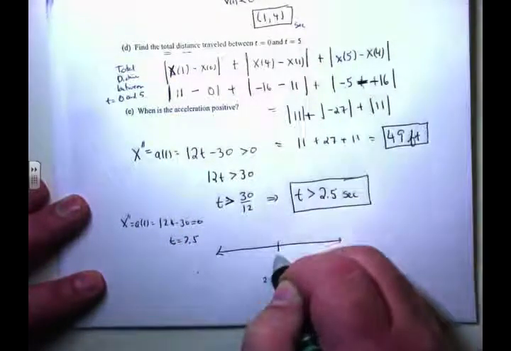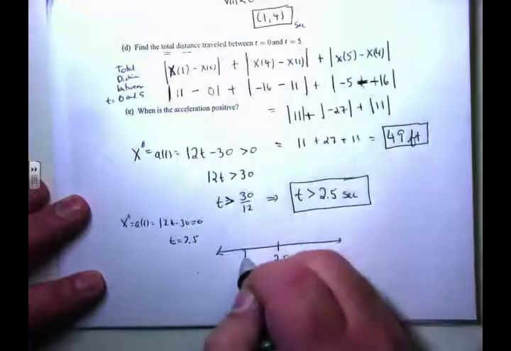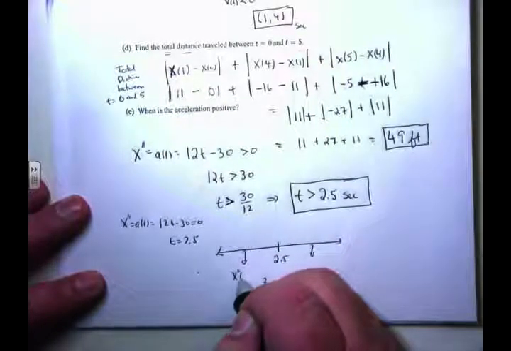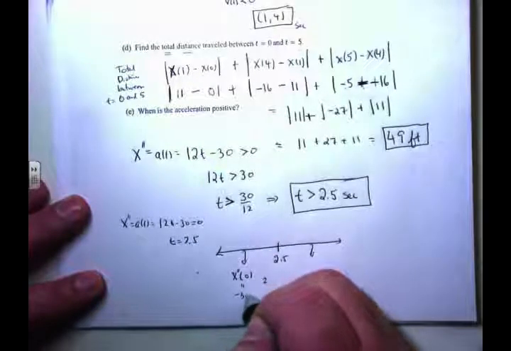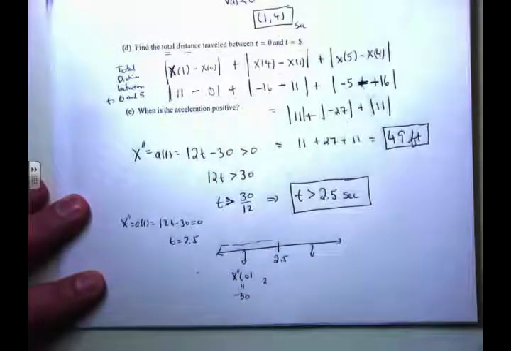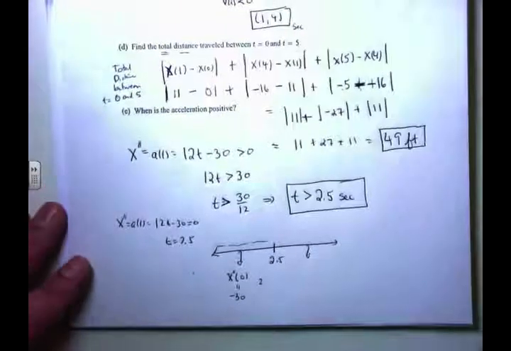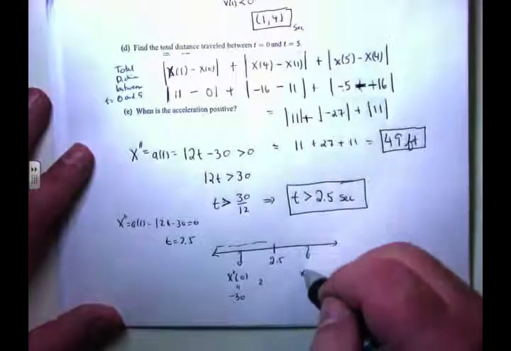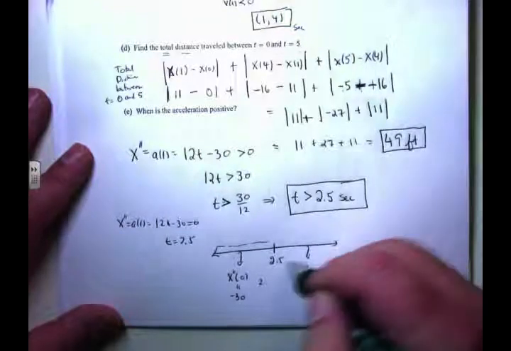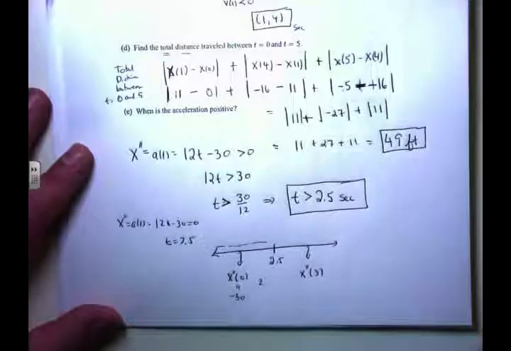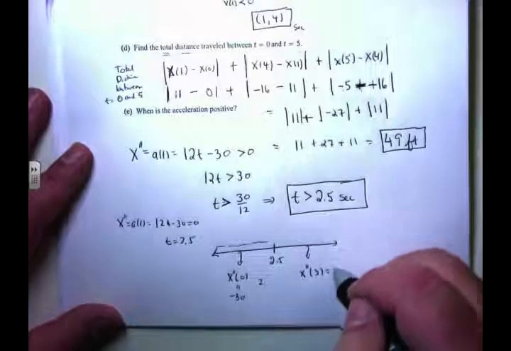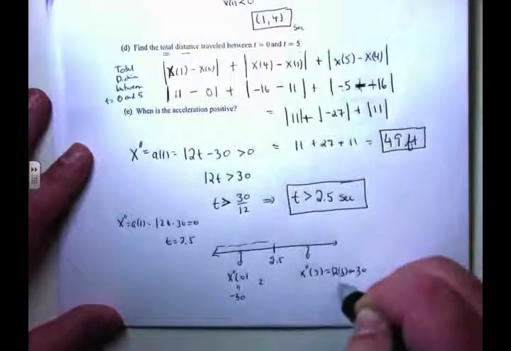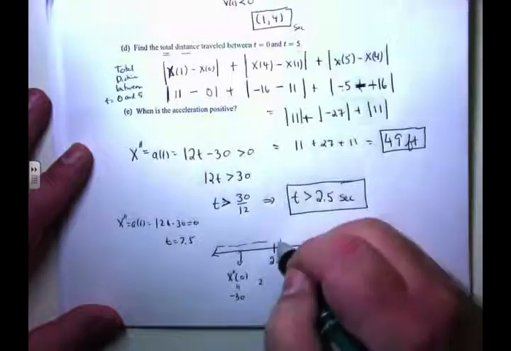And then I could have drawn a number line on this thing, putting 2.5 on there and picking a number within each interval. The second derivative, the acceleration at 0, would have been negative 30. It's negative accelerating there, going to the left. And here the positive acceleration, I would have checked it with a number bigger than 2.5, which would have been 3. Plugging 3 into this, 12 times 3, which is 36, minus 30, which is 6, which is positive.